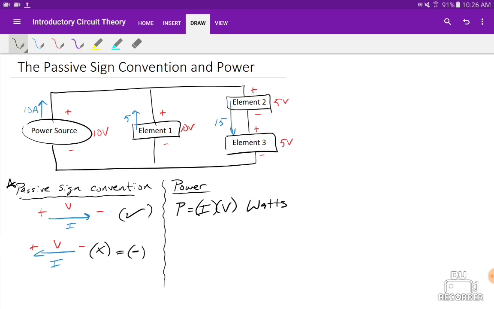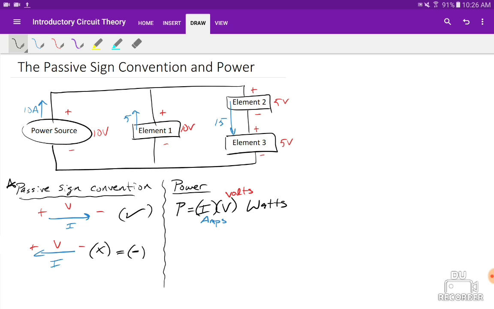So voltage is in volts. Current is in amps. It's funny, I never actually even mentioned that in my current and voltage video. Shame on me, but I can say it now because it's just like the next video. Current is described in amps, and voltage is described in volts. Power, when you multiply those two, you're going to get watts.